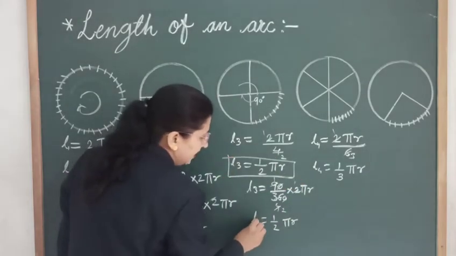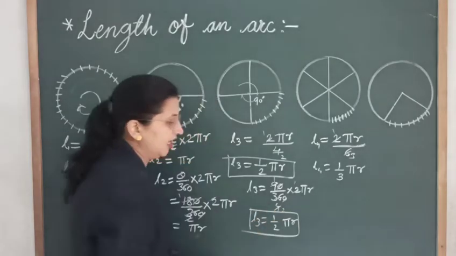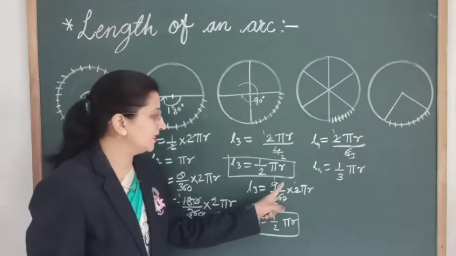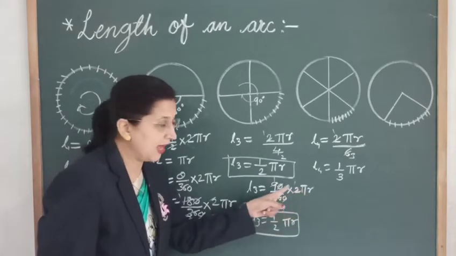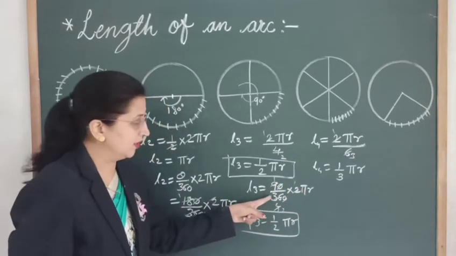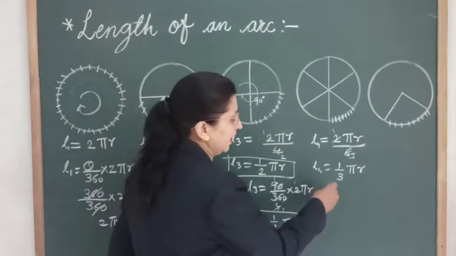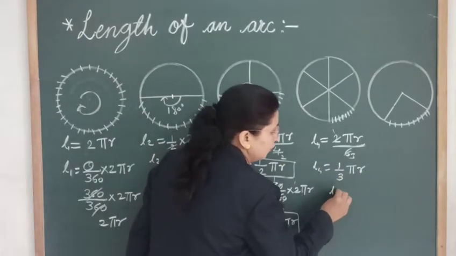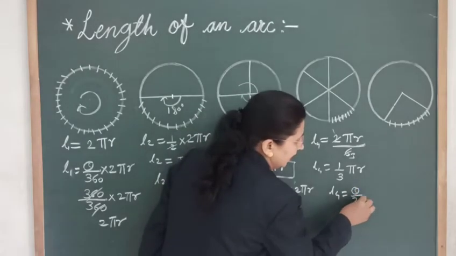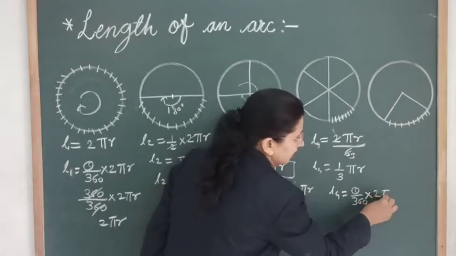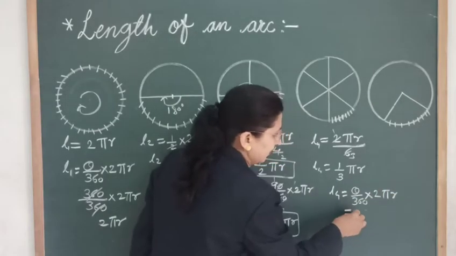See here, same thing we got here. If we multiply this circumference 2 pi r by theta upon 360, okay. Here also, if we multiply this 2 pi r by theta upon 360, we will get the same formula.